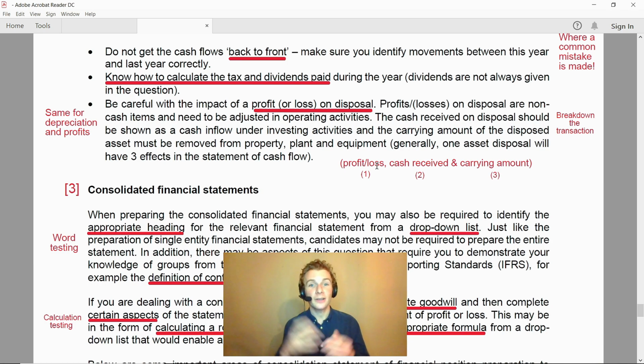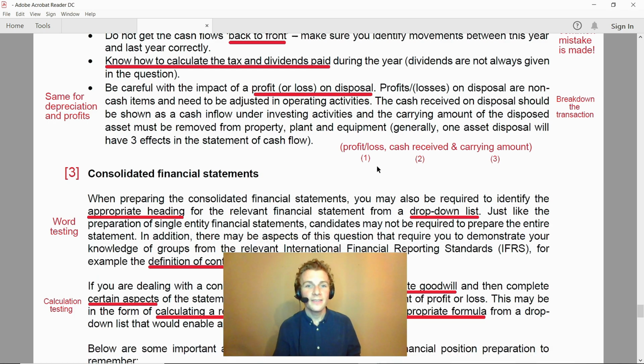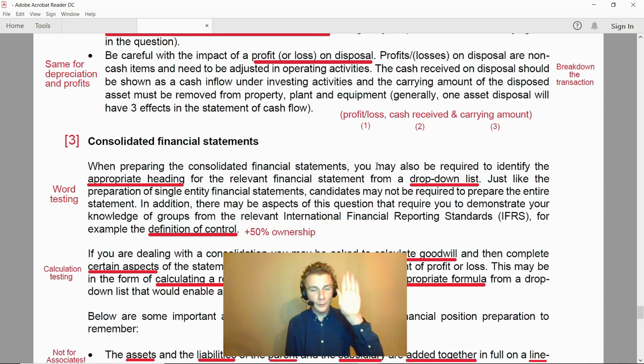And be careful with the impact of the profit and loss on disposal. So this is where I've got some other little notes on the side there to say, break down the transaction. These are notional amounts if you make a profit or a loss. Depreciation's another one here, that with an asset, it could fall under different areas. So it could fall under operating, it could fall under financing. I've got it down there for you. You've got the profit and loss element, you've got the cash received element, and you've got the carrying amount element of that asset going forward. So make sure you get those down. That is really going to help you.